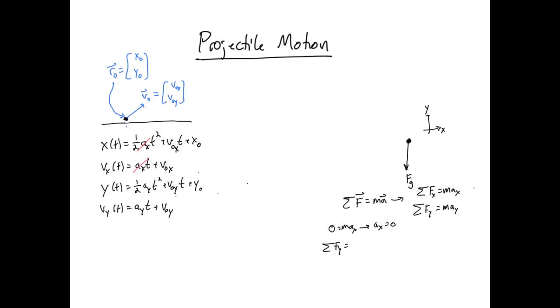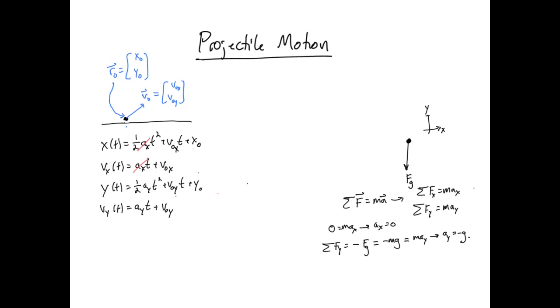If we want to solve Newton's second law in the y direction, we have to find all the forces in the y direction. There is only one of them, Fg, and I put a negative sign in there because the gravitational force is pointed downwards. Fg is negative m g. That's the left side of Newton's second law. The right side is m a_y. If I solve this, I get that a_y equals negative g.